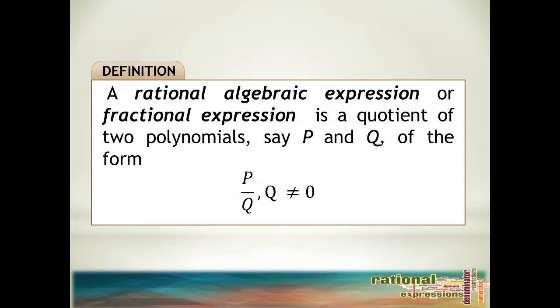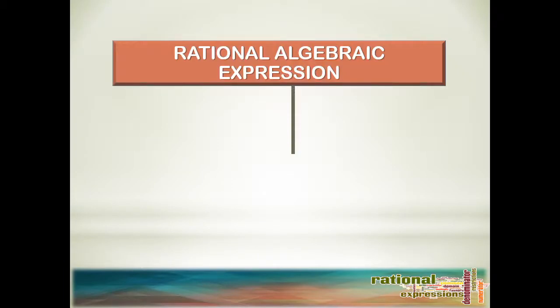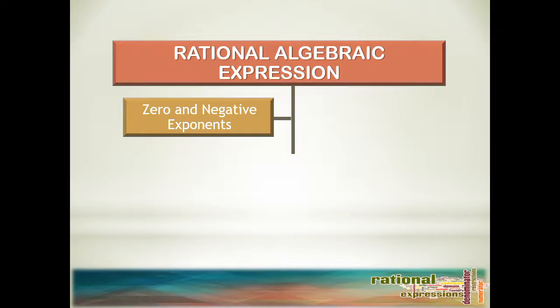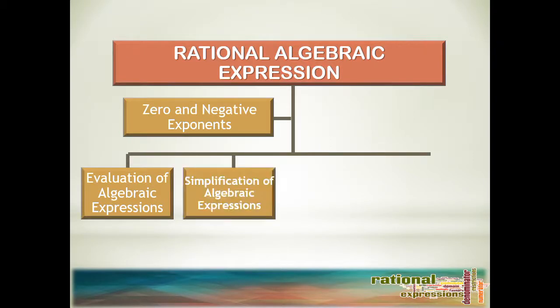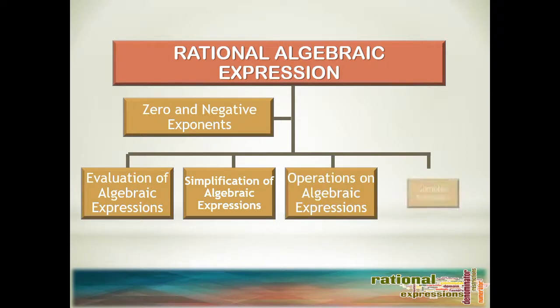Formal definition: a rational algebraic expression or fractional expression is a quotient of two polynomials, say p and q, of the form p over q, where q must not be equal to 0. Rational algebraic expressions cover zero and negative exponents, evaluation of algebraic expressions, simplification of algebraic expressions, operations in algebraic expressions, and complex fractions. But this video will only tackle zero and negative exponents.